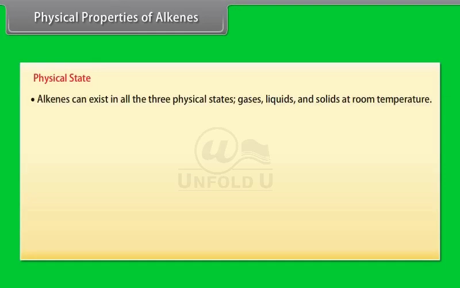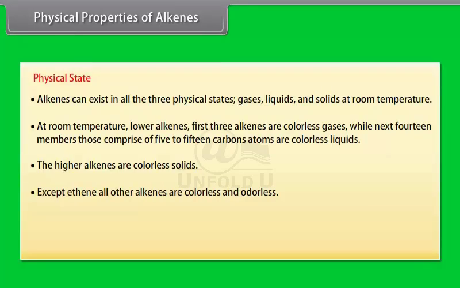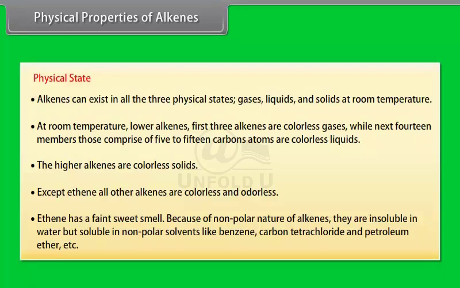Physical properties of alkenes. Physical state. Alkenes can exist in all 3 physical states, gases, liquids and solids, at room temperature. At room temperature, lower alkenes, the first 3 alkenes, are colorless gases, while the next 14 members, those comprised of 5 to 15 carbon atoms, are colorless liquids. The higher alkenes are colorless solids. Except ethene, all other alkenes are colorless and odorless. Ethene has a faint sweet smell.